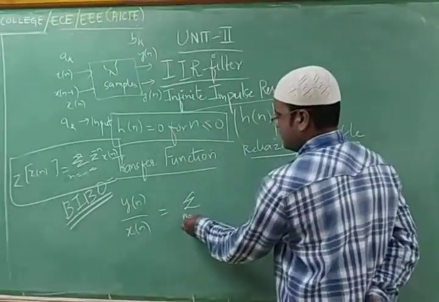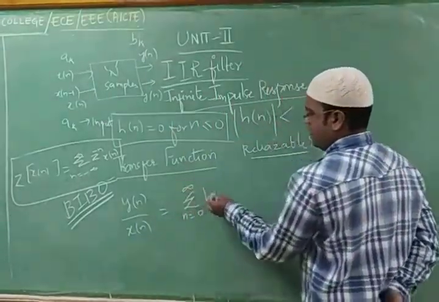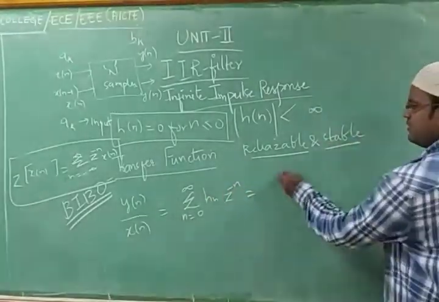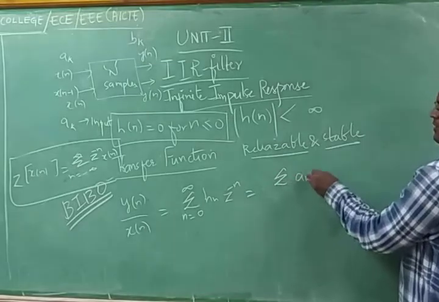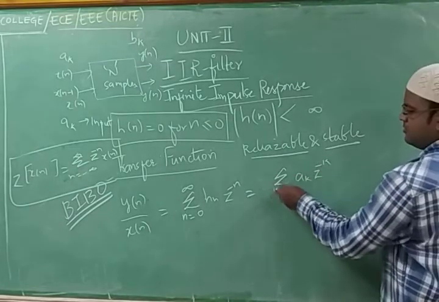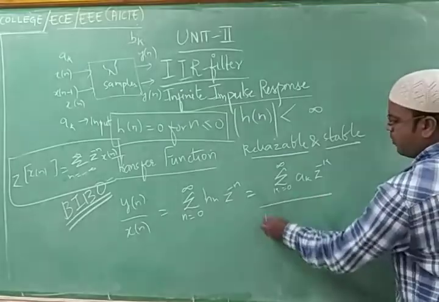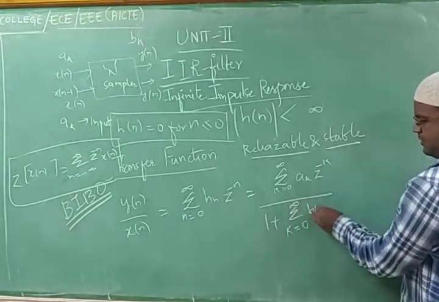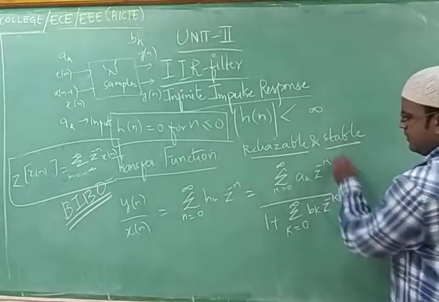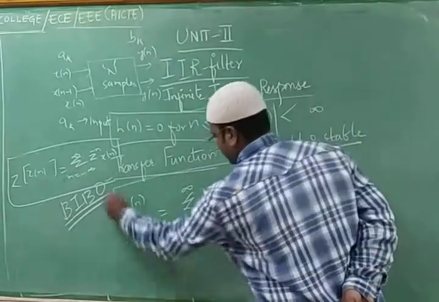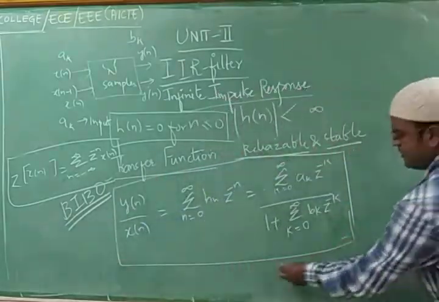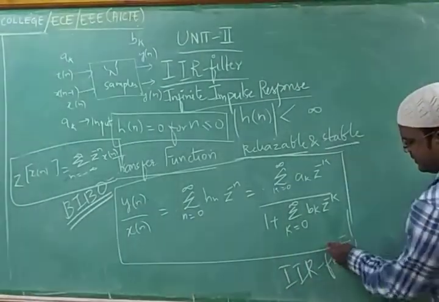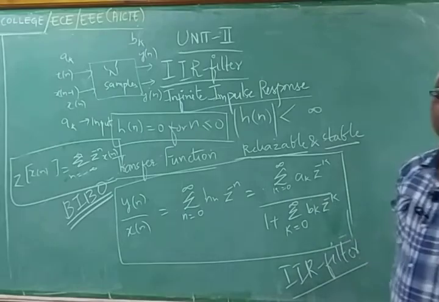What is this value? Suppose I am taking one bounded h of n z power minus n, equals the same factor: summation ak z power minus k, k equals 0 to infinity, divided by 1 plus summation bk z power minus k, k equals 0 to infinity. So this is your transfer function of the IIR filter. This is the way you can find the transfer function.